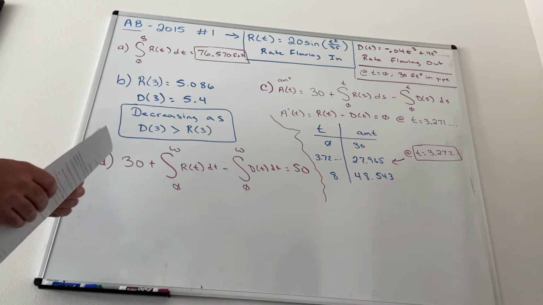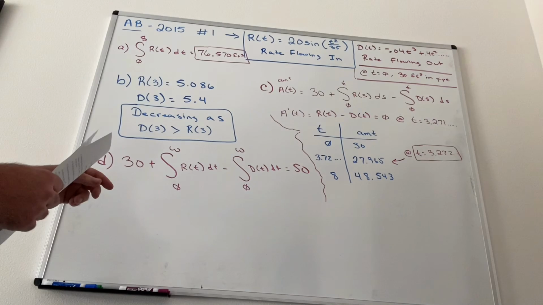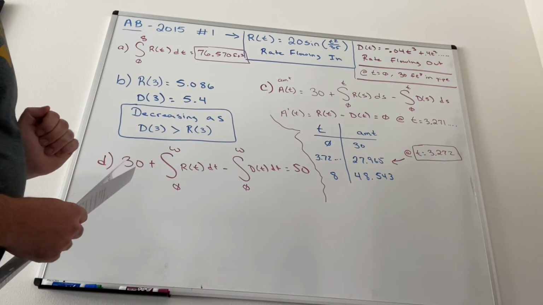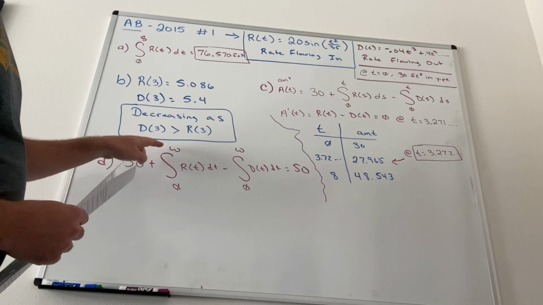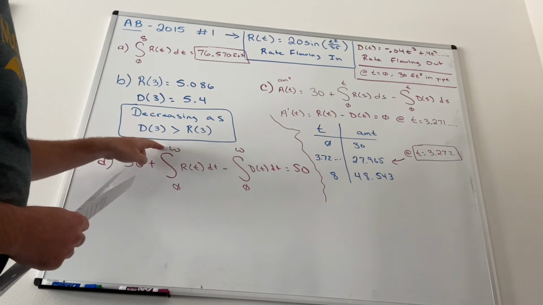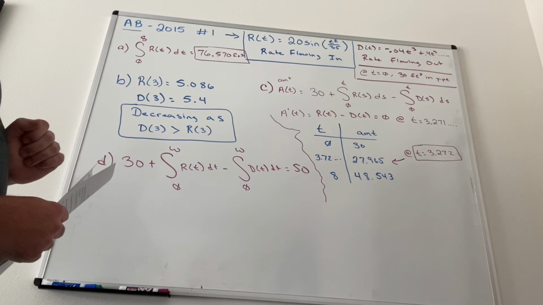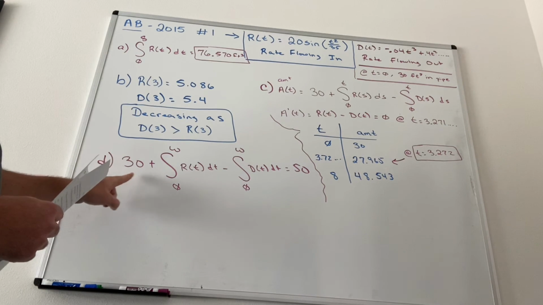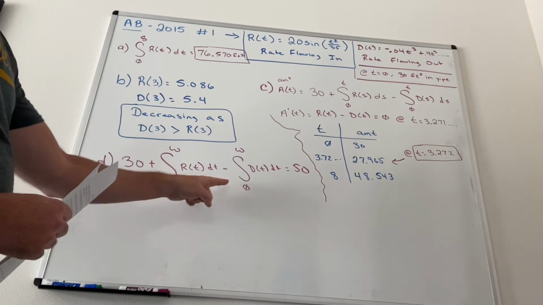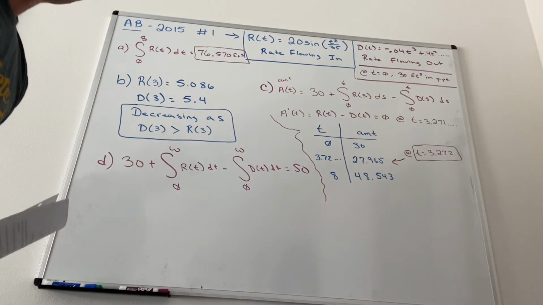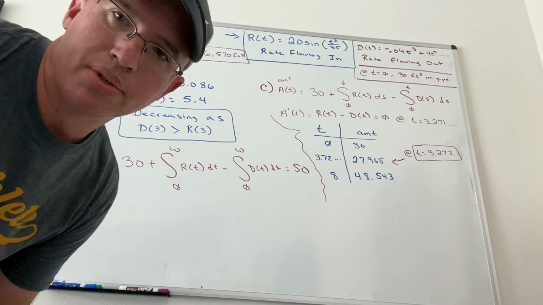Again, I'm pretty much just rewriting this equation, but instead I'm replacing my t's with W's, because W is the time when this reaches 50 cubic feet. So I just have what I started with, plus what comes in, minus what goes out, equals 50. And I can stop right there because it says write but do not solve.